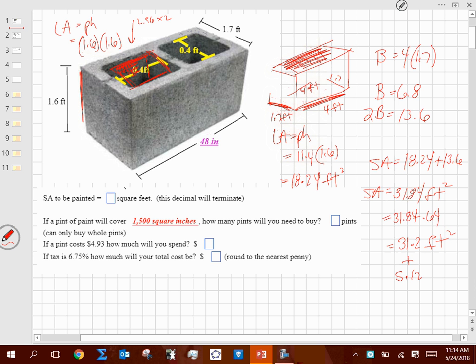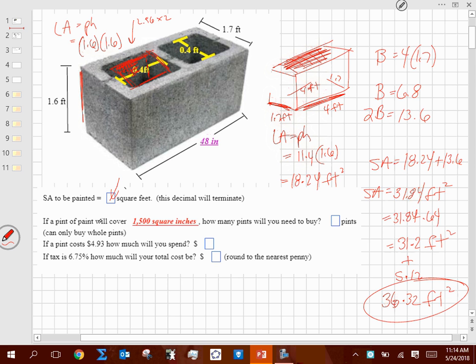So I need to add that 5.12 into the 31.2. So 31.2 plus 5.12 and that gives me 36.32 square feet. That's my total surface area. Okay, that goes right there.